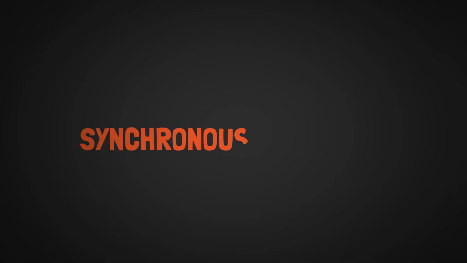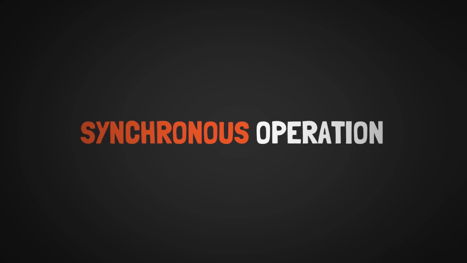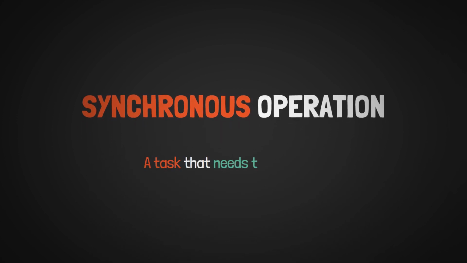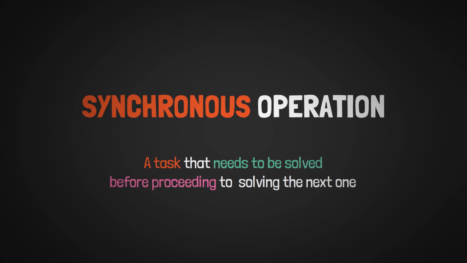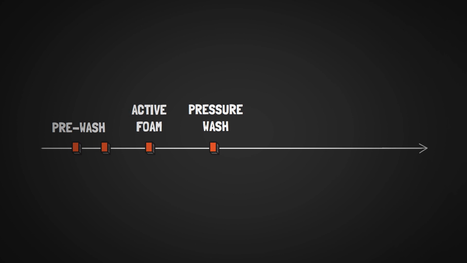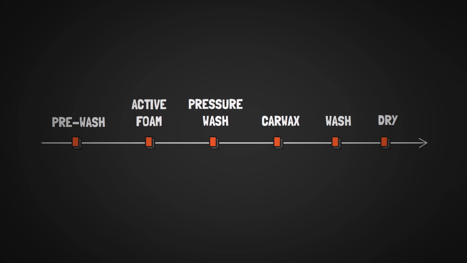Okay, so let's start by defining what a synchronous operation is. A synchronous operation is more like a task that you definitely need to solve before moving on to the next one. Take a car wash, for example. There are a lot of synchronous operations you can observe right there. First and foremost, the guy pre-washes the car, then covers it in active foam. The resulting dirt and debris washes away with a pressure washer, then wax will be applied on the car. The entire car will then be rinsed one more time before going into the drying section. All of these tasks from the timeline need to be taken care of synchronously.